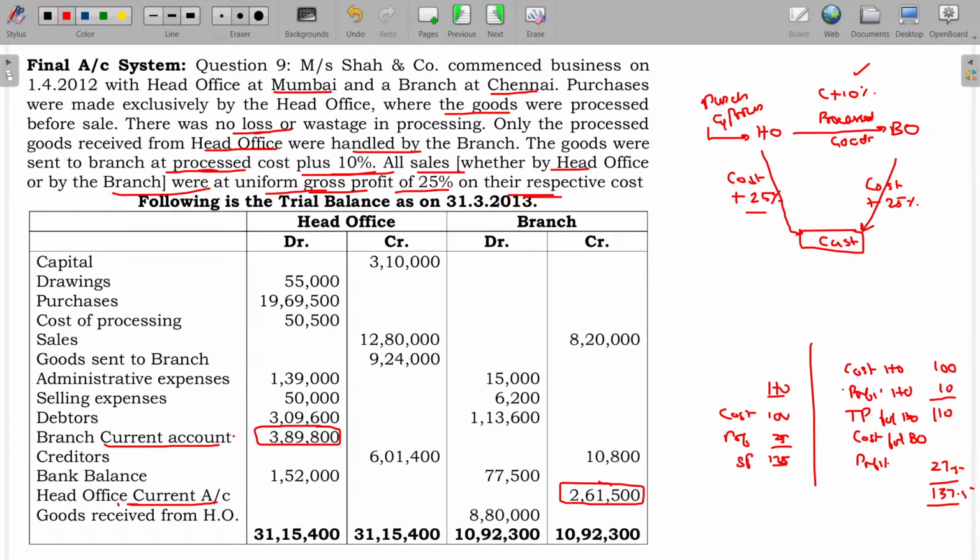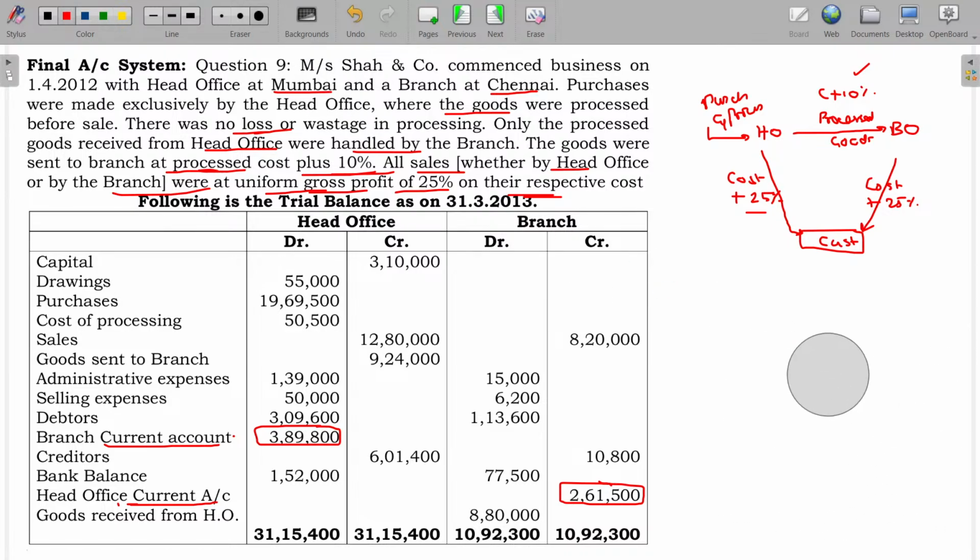I know that these two should match, but now they are not matching. As they are not matching, come on, guess it. The difference between these two, 3,89,800 and 2,61,500, is how much? 1,28,300.